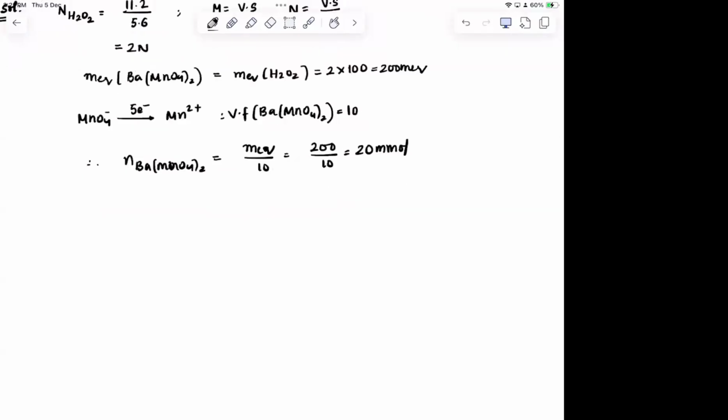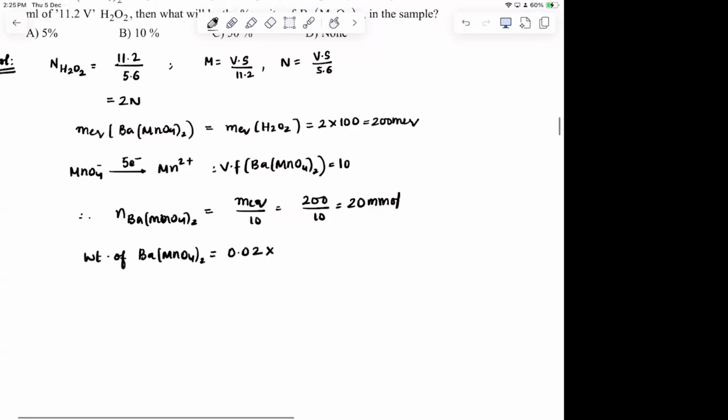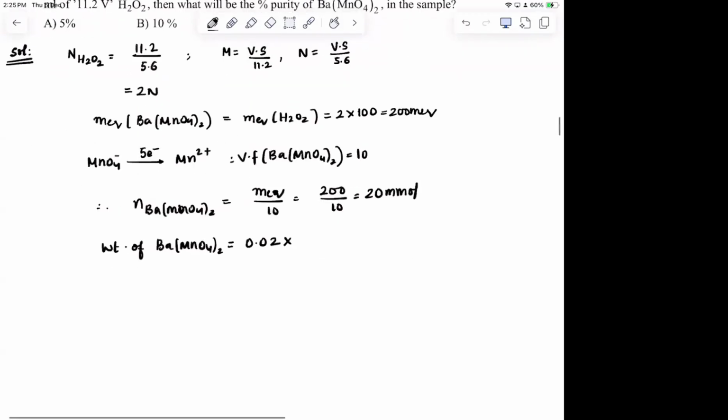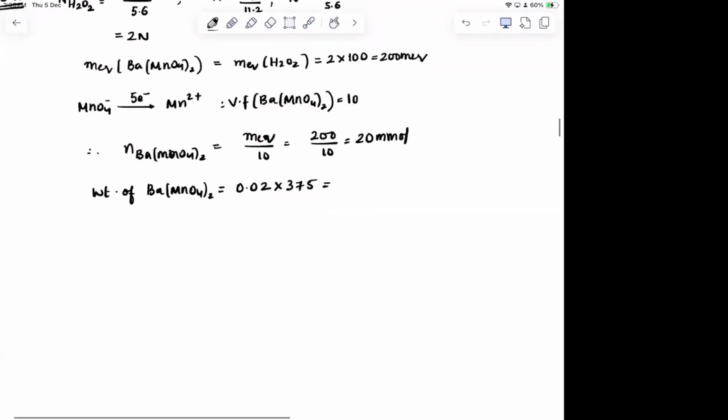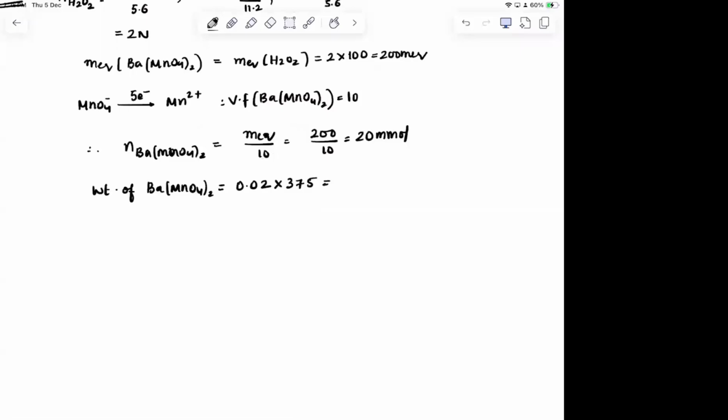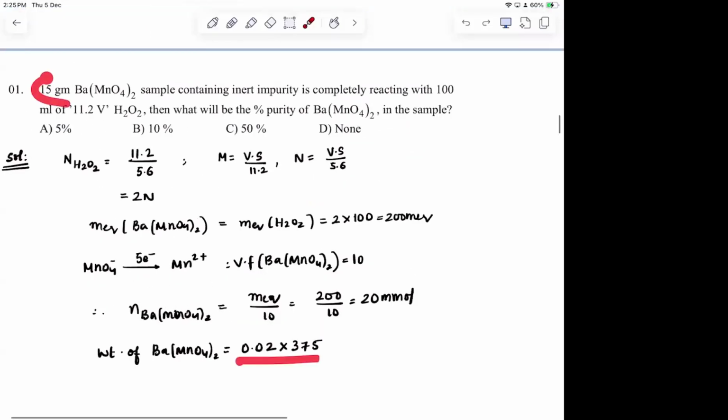Got it? So if it is 20 millimoles, what is the weight of this salt here? So weight of barium permanganate will be equal to 0.02, which is moles, as millimoles have been converted into moles, into molecular weight. Molecular weight of this one is 375. Don't worry, this will be given to you in the question. So that will be the total weight which is reacted, but the amount of the sample given is 15 grams.